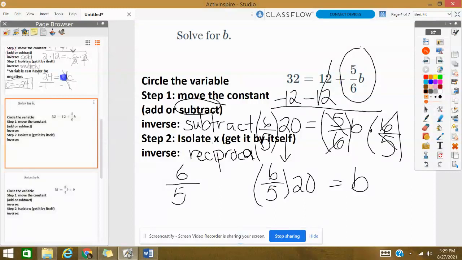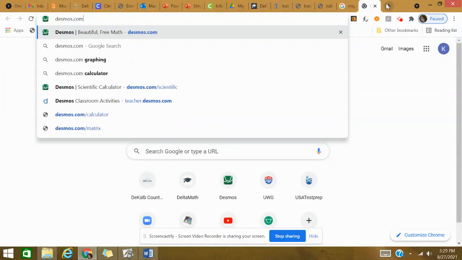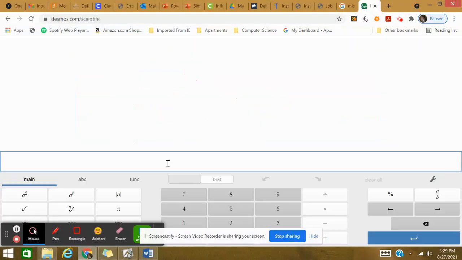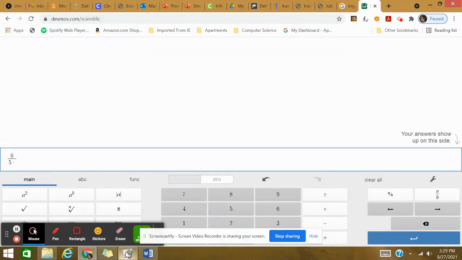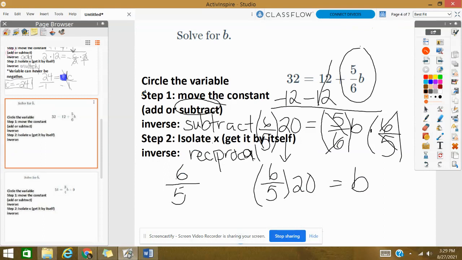Now, if you want to make your life easier, you can literally just type this directly into Desmos, which I will model right now. So I'm going to open a new tab. I'm going to go to Desmos calculator, Desmos.com. I'll click Math Tools, Scientific Calculator, and then I'll just type in what I have. So we're doing 6 over 5 times 20. And it's going to give me 24. So in this case, my answer is 24. And if you want to pull your variable on the left hand side to make it look neater, that's fine. So B is equal to 24.